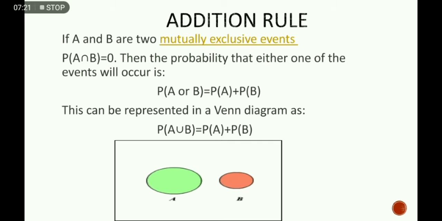Next, if A and B are two mutually exclusive events, probability of A intersection B is equal to 0. Then the probability that either one of the events will occur, the probability of A or B, is equal to the probability of A plus probability of B. This can be represented in a Venn diagram as probability of A union B is equal to the probability of A plus probability of B.